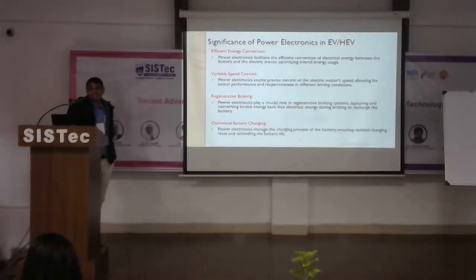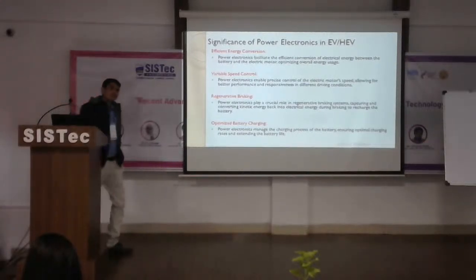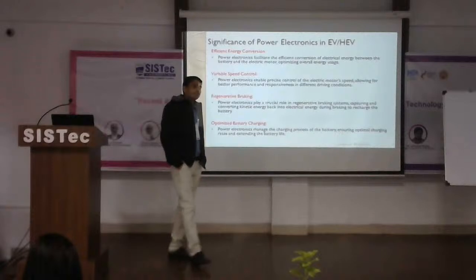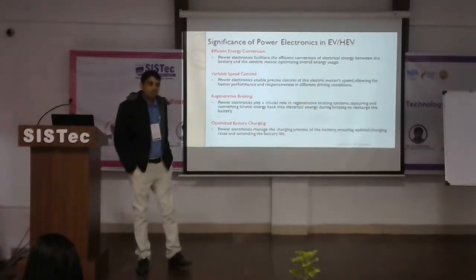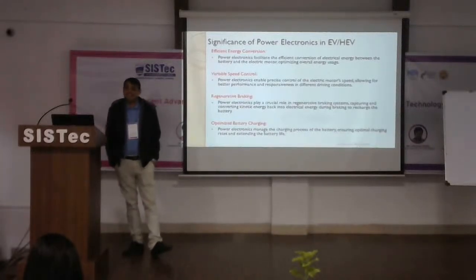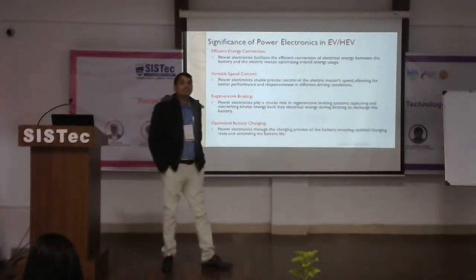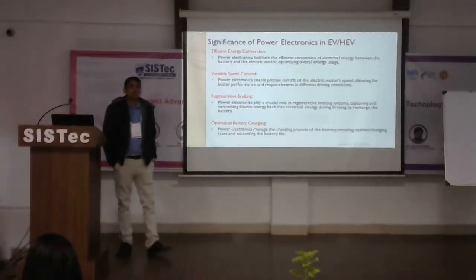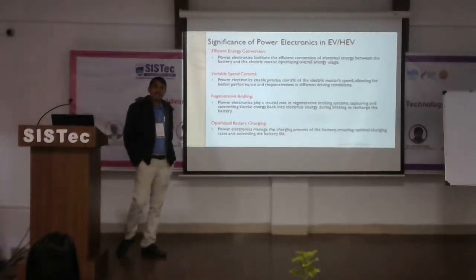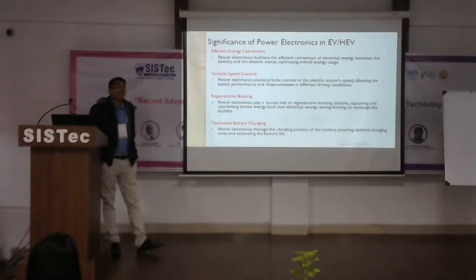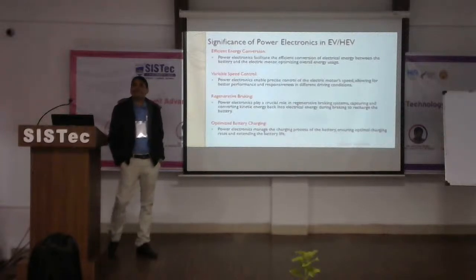Power electronics facilitate the efficient conversion of electrical energy between the battery and electric motor, because we are using a motor. That motor gets its power from the source, which is a battery, but we still cannot directly connect the battery to the motor, because our aim is to provide variable speed. To get variable speed, we require a converter. That converter provides the medium for power to flow from the battery to the motor.